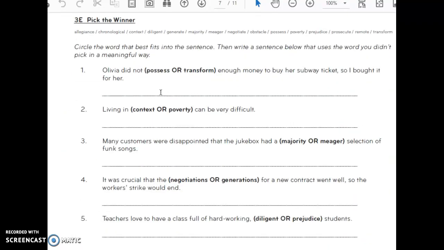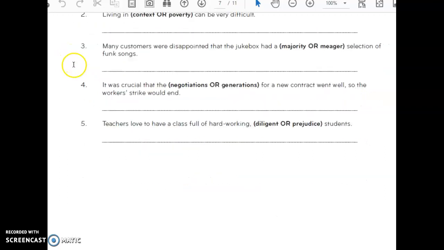3E, pick the winner. This is the same as the previous packets. Circle the word that finishes the sentence, and then use the other word that you didn't pick in your own sentence below. So that one's tricky. Read the directions if you are not sure what to do.